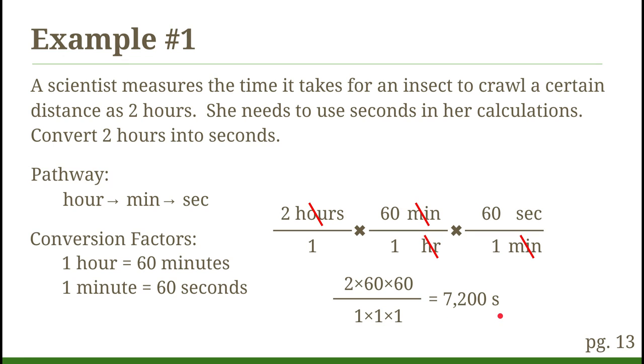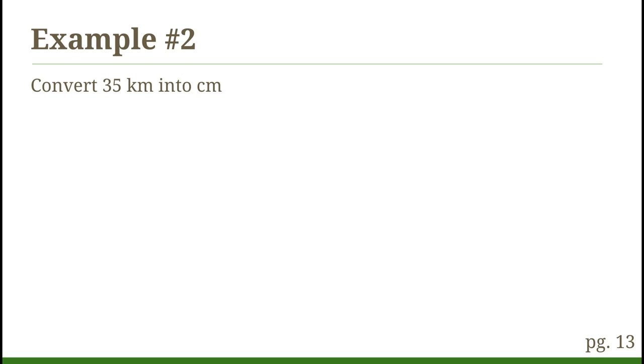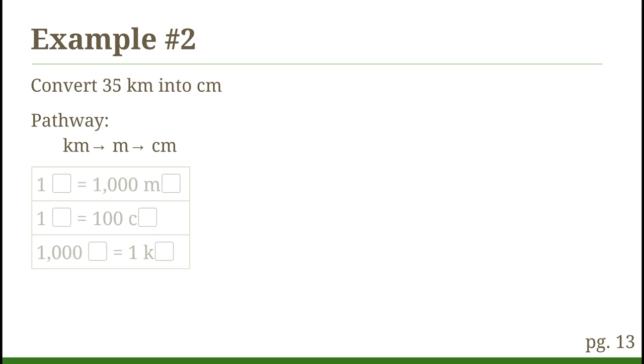For the second example on page 13, we're trying to convert 35 kilometers into centimeters. So our pathway is going to be from kilometers to meters and from meters to centimeters. For your conversion factors, you can use this table that we've used before in order to fill in how many kilometers are equivalent to how many meters and how many meters are equivalent to how many centimeters.